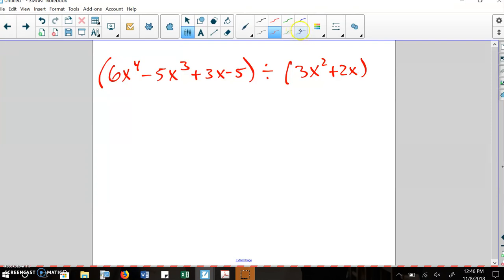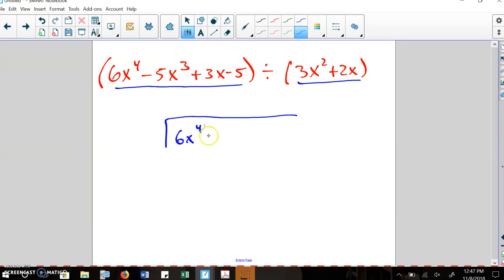So, when we're setting up our problem this time, underneath our little house, here's my dividend, and on the outside of my house, here's my divisor. Now what I want you to notice is in this dividend, this skips a power. It goes x to the 4th, x cubed, x, and nothing. It skips x squared. When you set this up, when we skip a power, I want you to put a 0 in as a placeholder. So here's what I mean. This goes 6x to the 4th minus 5x cubed plus 0x squared plus 3x minus 5.